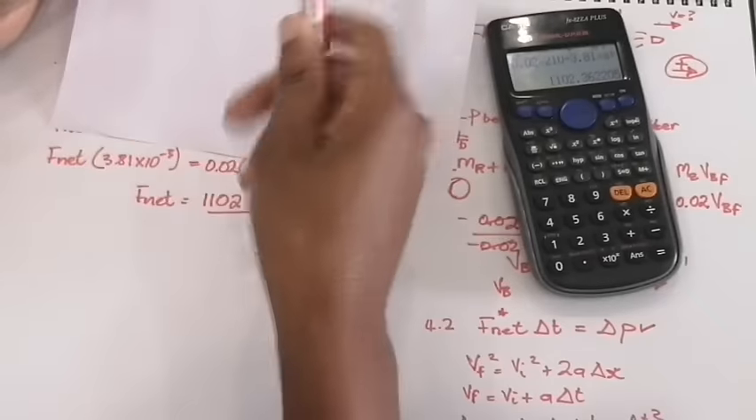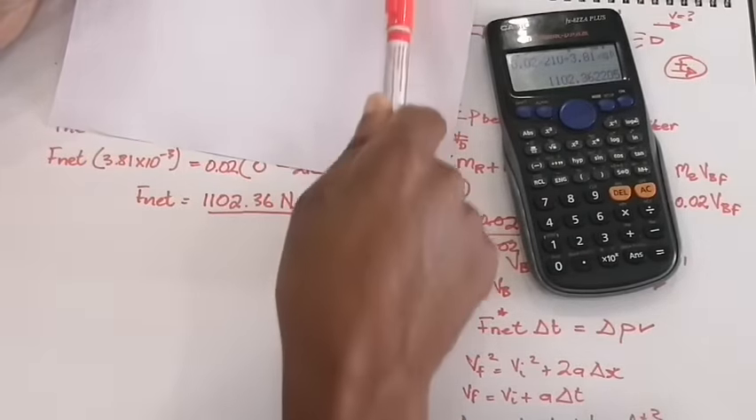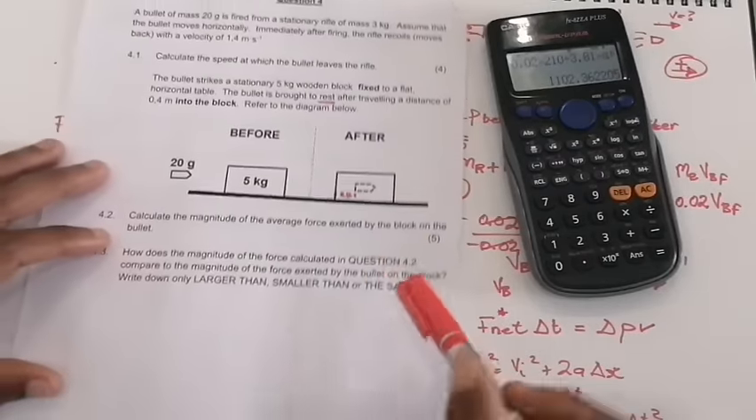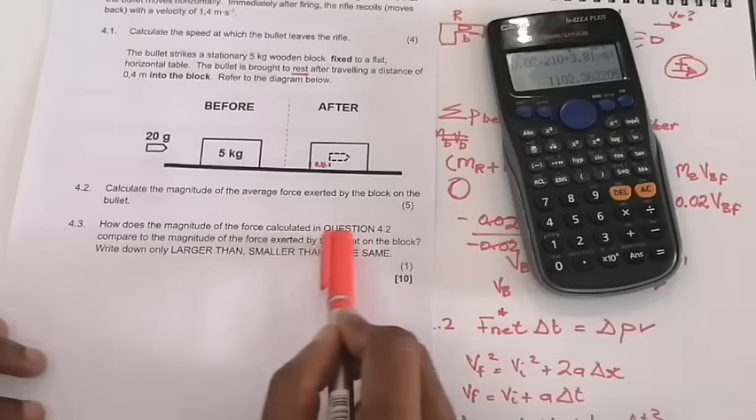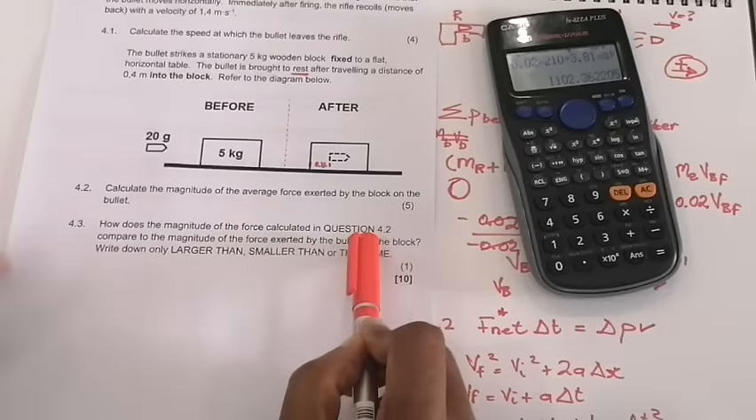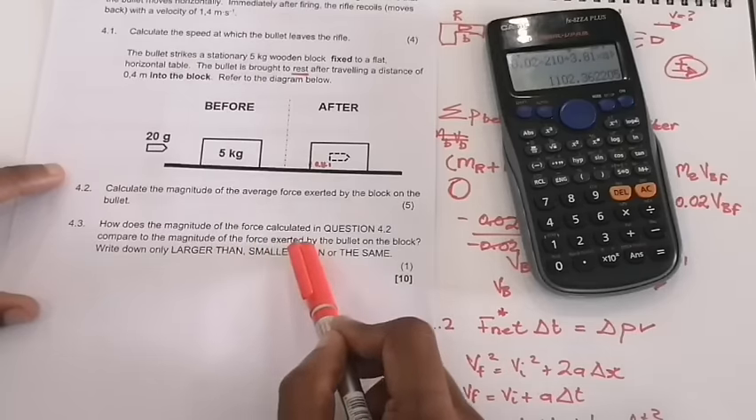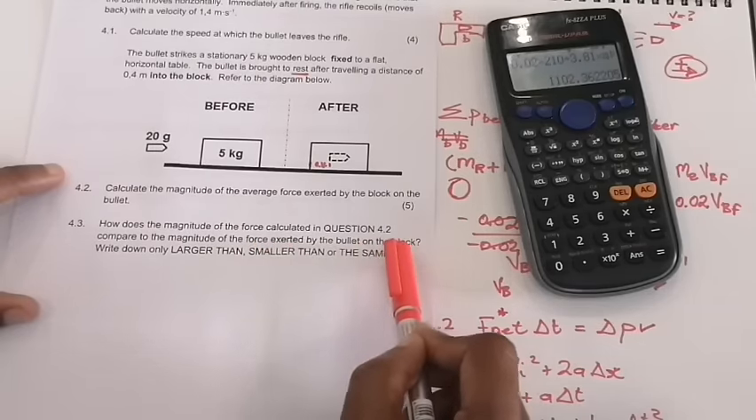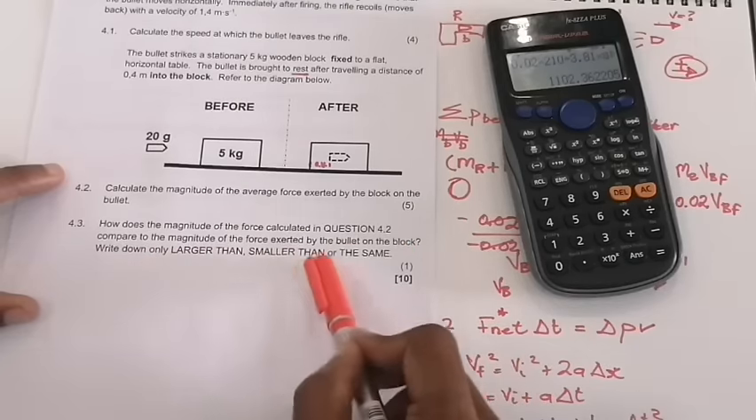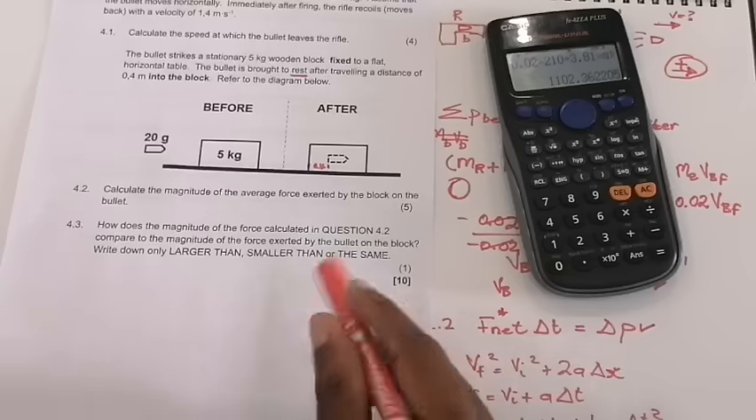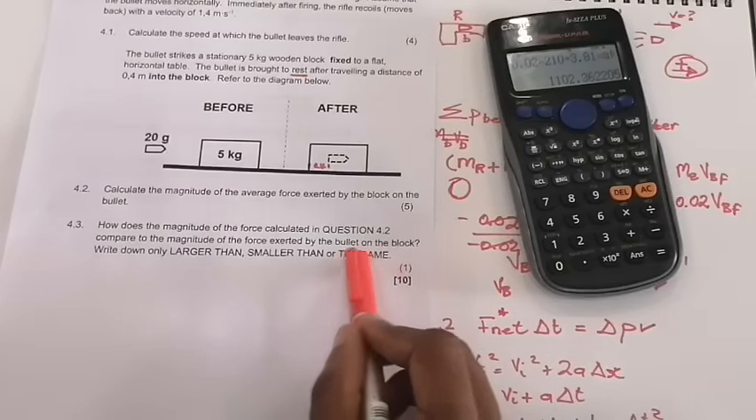Now, how does the magnitude of the force calculated in question 4.2 compare to the magnitude of the force exerted by the bullet on the block? Write down only larger than, smaller than, or the same. I had kind of alluded to this question. Please note there that it would be the same.